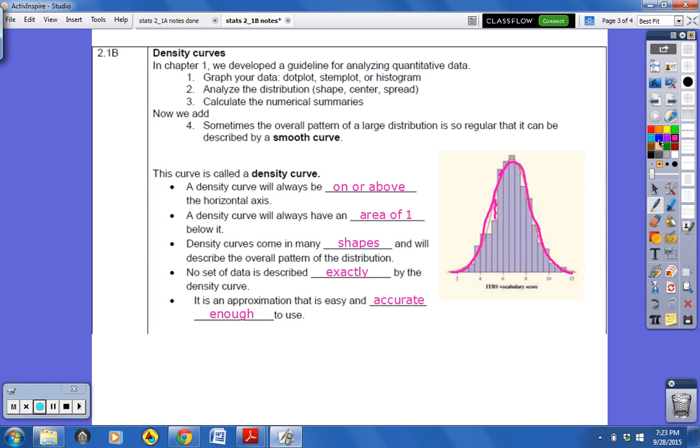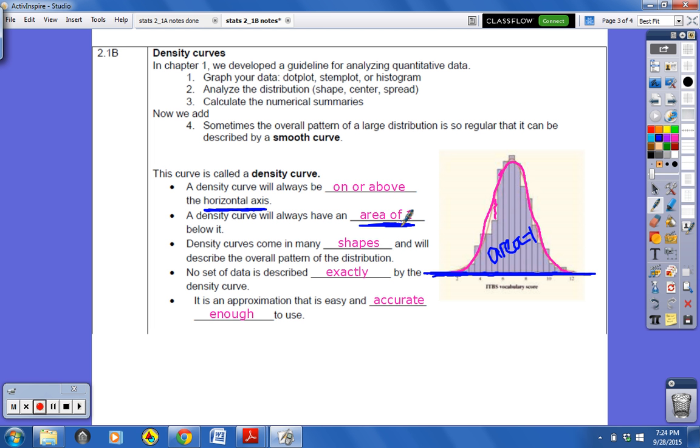Now, some things to remind yourself about a density curve. It will always be above the horizontal axis, so it will never go below this x-axis here. A density curve will always have an area of 1. Always and forever. So that means that really all the values should be under there. And as we talk about this area under the curve, we're going to use it to help calculate probability. So what's the probability that it lies in this region or that region? We use the area to represent probability.